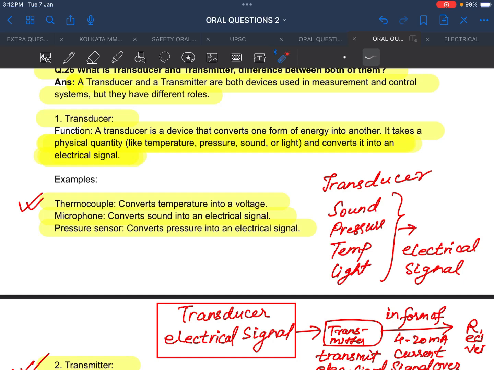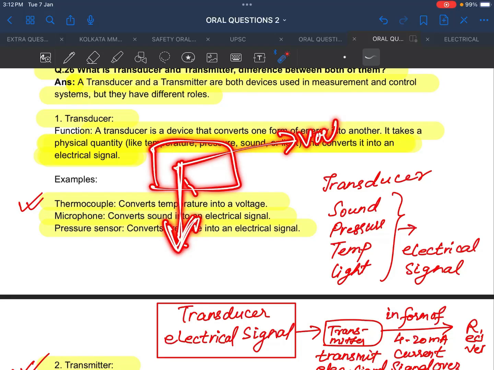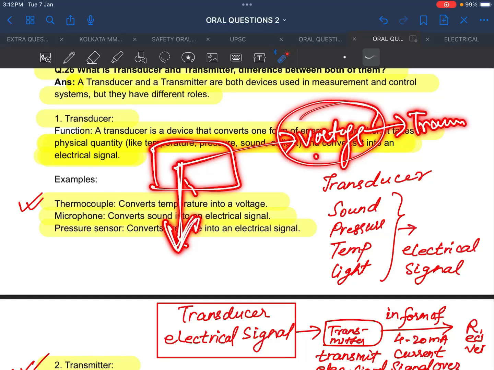So how can you transmit? Let's suppose a transducer is fitted on the water. It measures the speed of the ship and converts it into a voltage signal. This voltage signal is given to the transmitter, and the transmitter converts this voltage signal into a current signal.